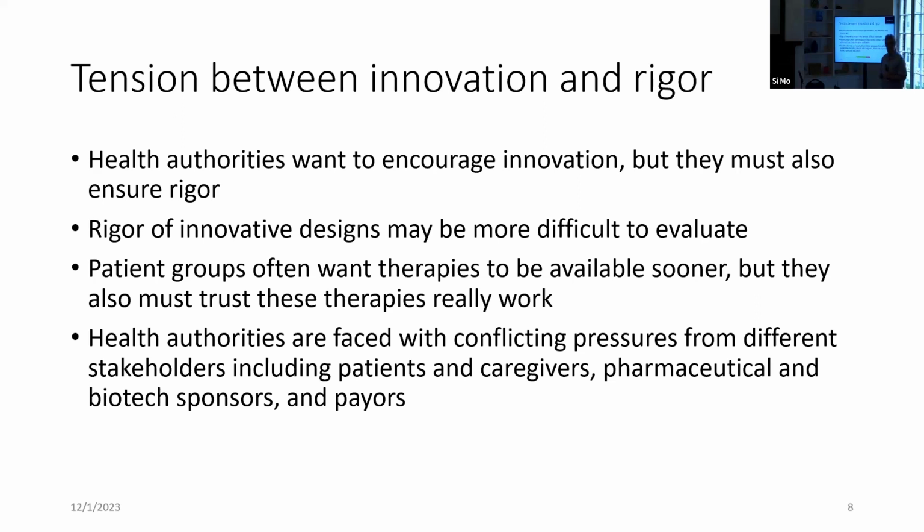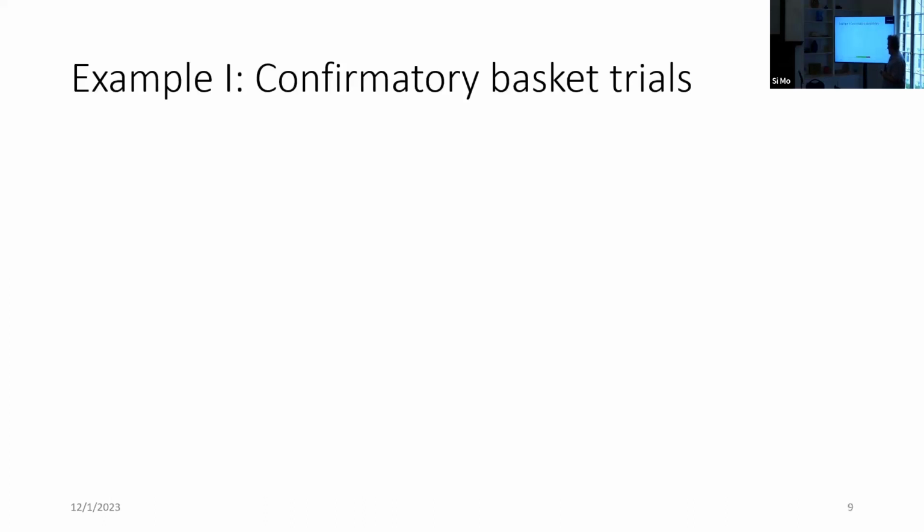Patient groups often want innovation because they want to see available drugs come out sooner. But when they reflect, they also understand that they need to believe that if the FDA says it works, it works, and if the rigor is reduced below a certain point, they can no longer have that assurance. So health authorities are faced with these conflicting pressures from different stakeholders, including patients and caregivers, pharmaceutical and biotech sponsors, payers, and would-be innovators such as myself.